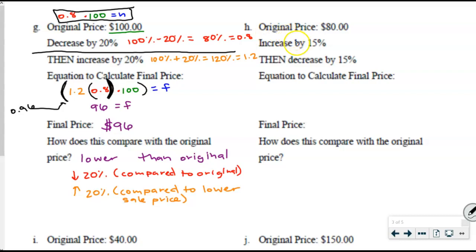Let's try it again. Again, we can see it's increasing by 15%, decreasing by 15%. Do you think we're going to land back at 80? You're older and wiser now, right? You saw that last problem. You saw it didn't work out. What do you think? Is it going to end up higher or lower? Here it was lower than the original. Is it going to be higher or lower this time? Talk with your groups. Make your prediction. And then let's go over this.